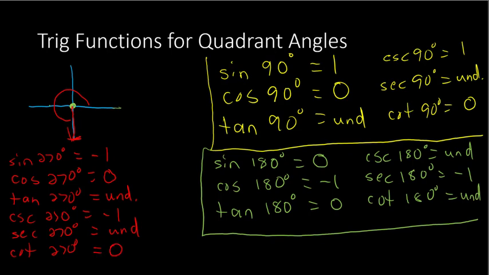So you could try to memorize all of this, but it's really not necessary. The way I personally do this is what I just showed you right here. I just figure out sine and cosine with that logic that I used, and then from there I can find all the other trig ratios.